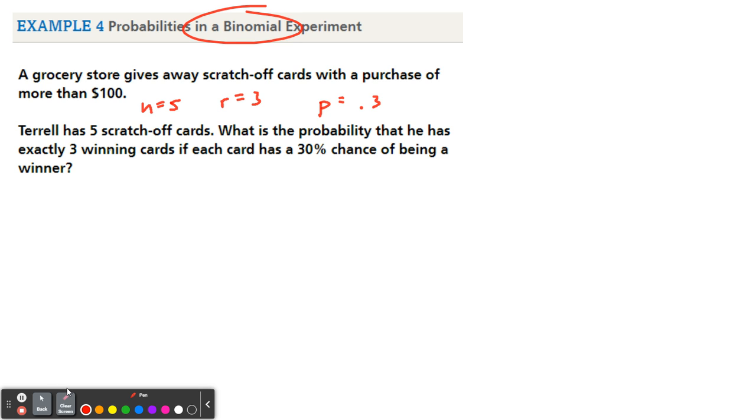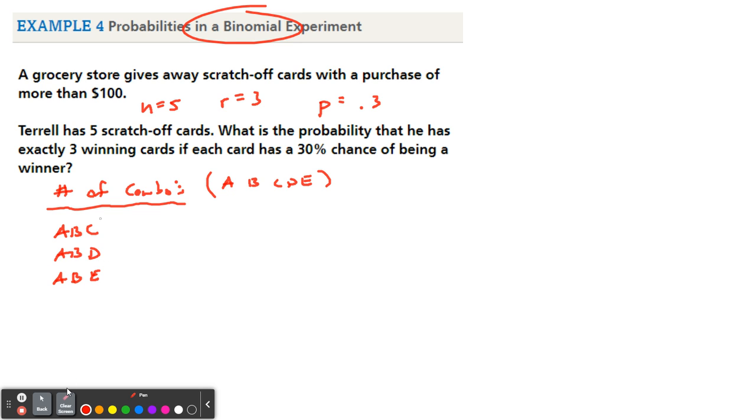Let's recall from our 12.3 lesson that we can find the number of combinations. Again, let's assume our 5 cards are A, B, C, D, E. So we want to pick 3 winning cards. How many outcomes are there? Well, there's A, B, C, and then A, B, D, and then A, B, E. So that'd be those combinations with A first. And then we could do A, C, D, A, C, E. And then we could do A, D, E. So that'd be all the A's.